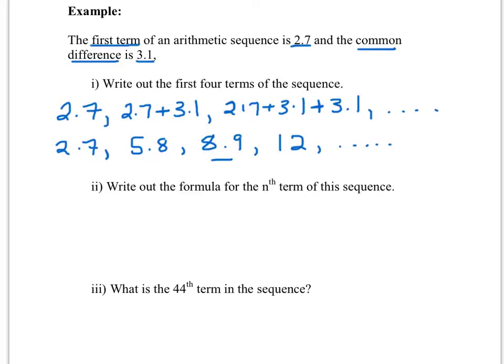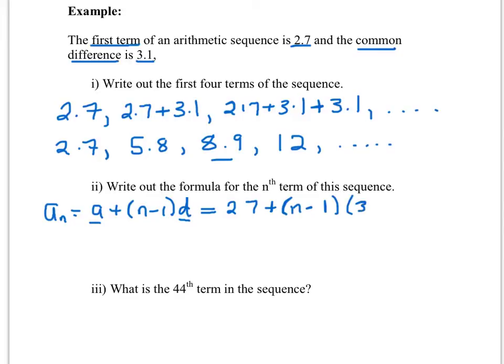Now part 2, we're asked to write out the formula for the nth term of this sequence. Now remember, in the exam you're given the formula for the nth term, and it is that an is equal to a plus n minus 1 multiplied by d. Now we know the value for a and we know the value for d because we're given it in the question. So if we replace them, a is equal to 2.7 plus n minus 1 times d, and d is equal to 3.1.